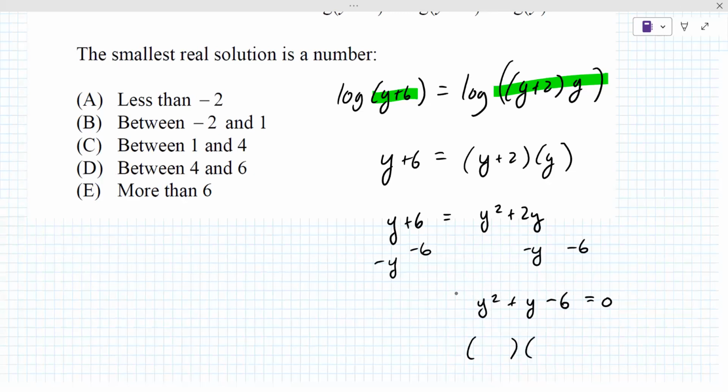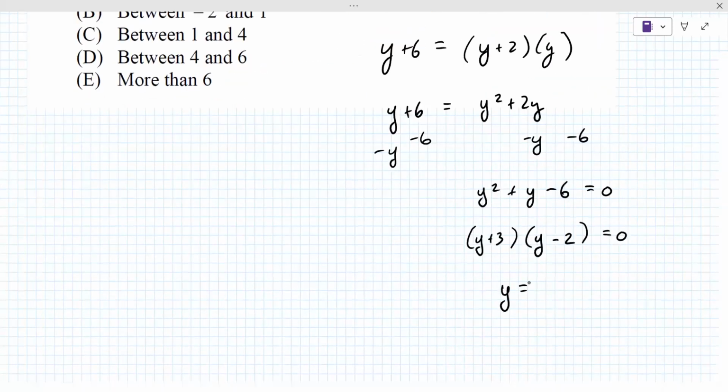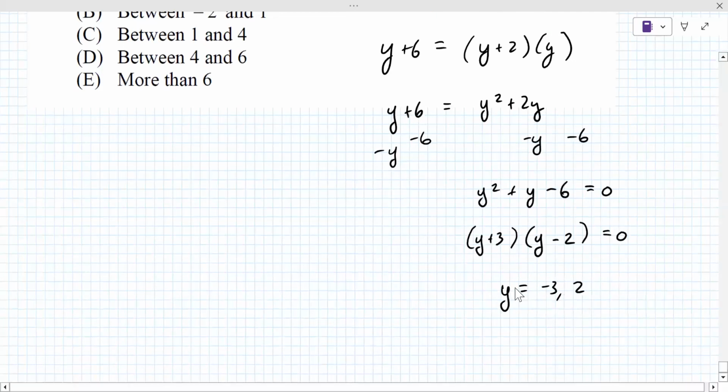And now you factor: (y plus 3)(y minus 2) equals 0. So you get negative 3 and 2. You have to check though, just like the last problem, you have to check.